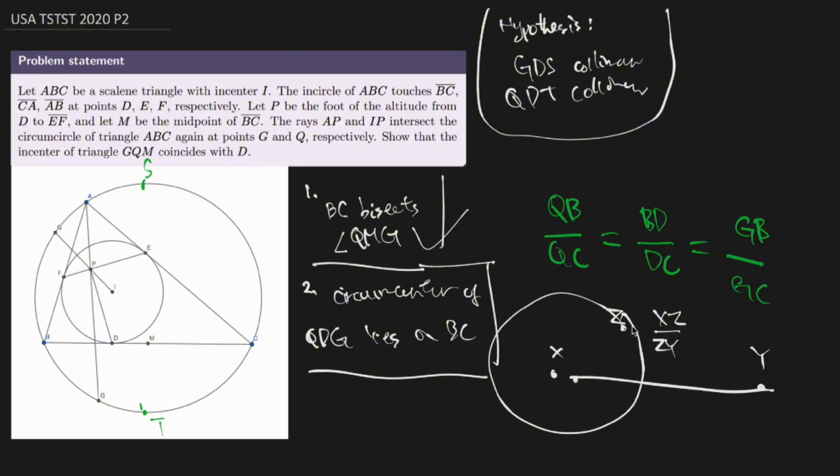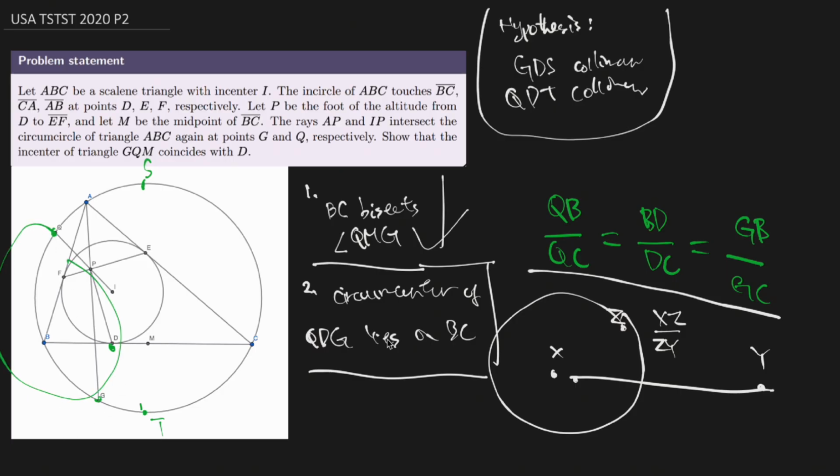So this is a well-known fact, and I think it's related to Apollonian circles, but anyways, this is a well-known fact and you can experiment with this for yourself, but this is the result here. And since we have QB over QC equals BD over DC equals GB over GC, if we look at the points Q, D, and G, they are actually on the Apollonian circle.